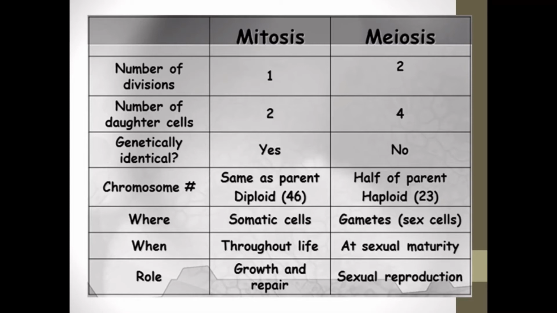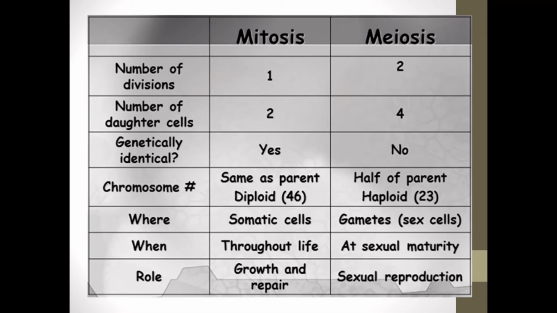Next one, are they genetically identical? In mitosis, the answer is yes, while in meiosis, the answer is no. Next one, we have the chromosome number. How many chromosomes are present in mitosis? Parehas lang po sa parent cell. We have there the diploid and they have 46. While in meiosis, half of the parent, kalahati nung sa parent, we have their haploid, which is 23 chromosomes.